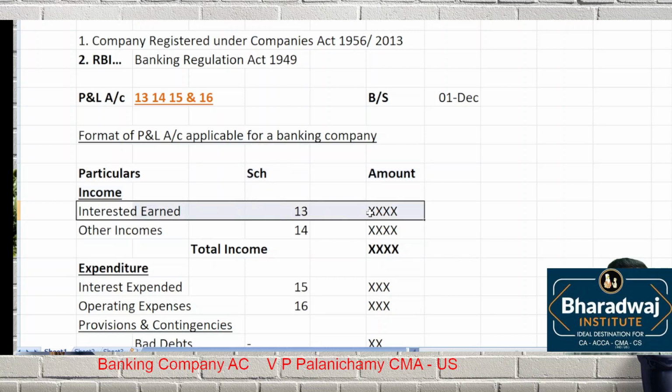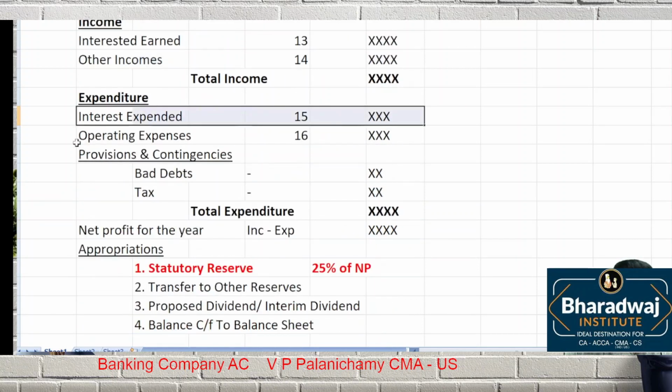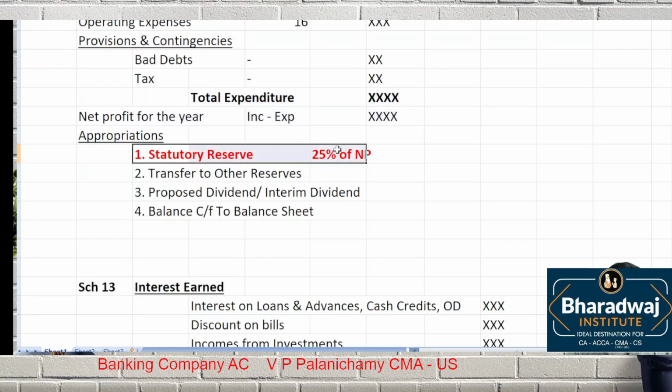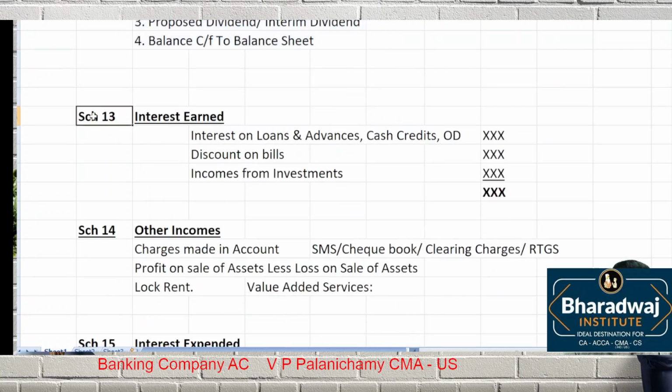Hope you have gone through the format. Interest earned is 13, other incomes are 14. Interest expended is 15, operating expenses are 16. Then bad debts and tax come in the main P&L account. Net profit we work out, in that 25% we transfer to statutory reserve, which is compulsory. Then other reserves, all those things will come.